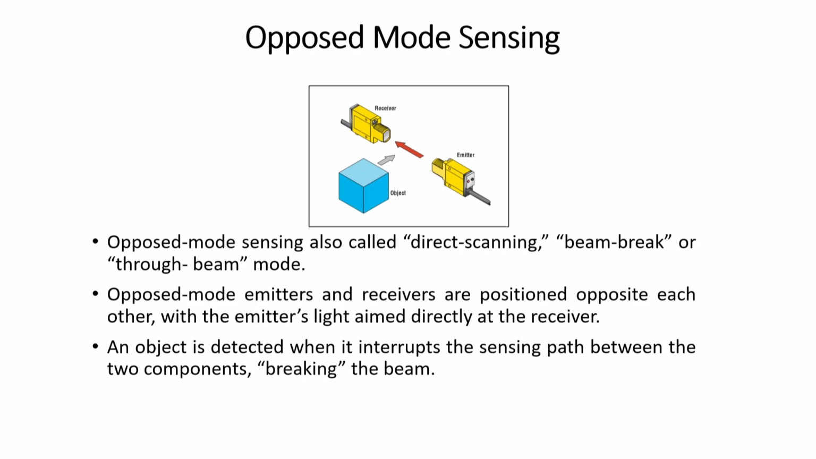In the opposed mode, you have an emitter here and you have a receiver just opposite. Now the object is coming like this. At a certain point when the object starts to infringe, the receiver will not receive the light. That way the receiver will understand the position of the object, and then it will take some action. This is also known as direct scanning, beam break technique or through beam mode.